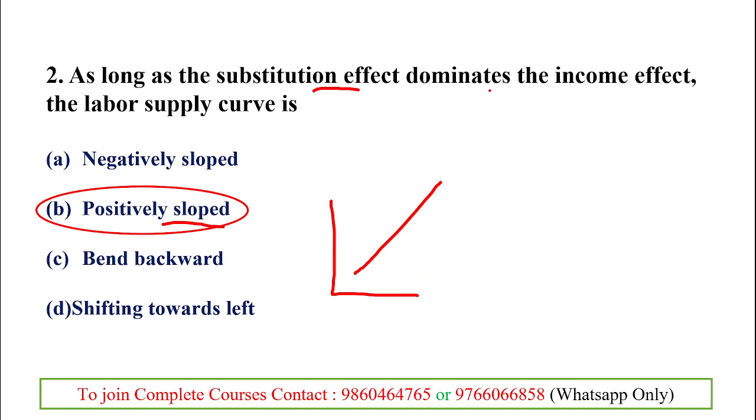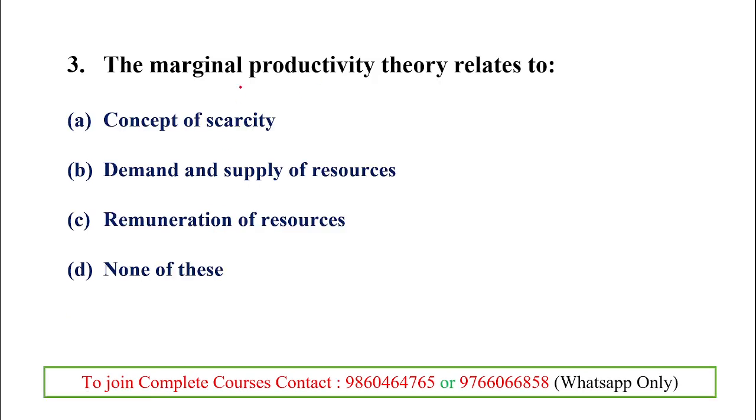So that dominates the markets, or dominates in the labor supply curve, and the labor supply curve will look positively sloped. And when the income effect is greater than the substitution effect, it will make the labor supply curve bend backward. Next question is related to the marginal productivity theory, and that relates to what?